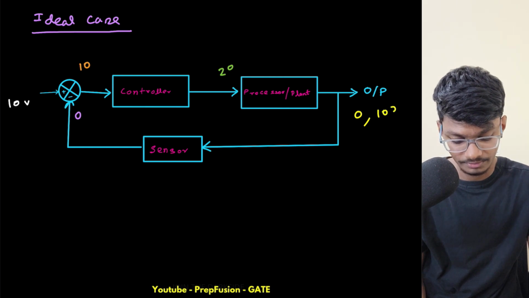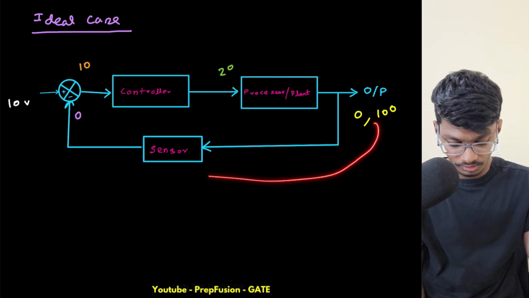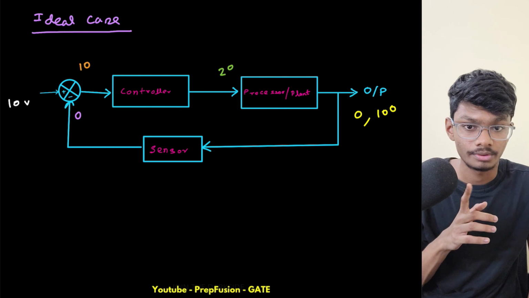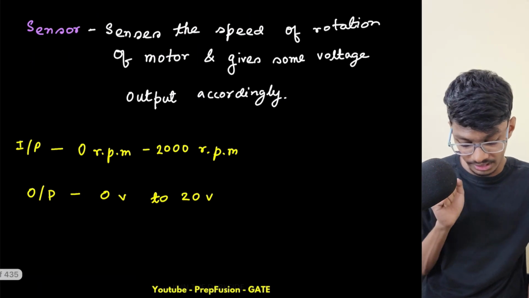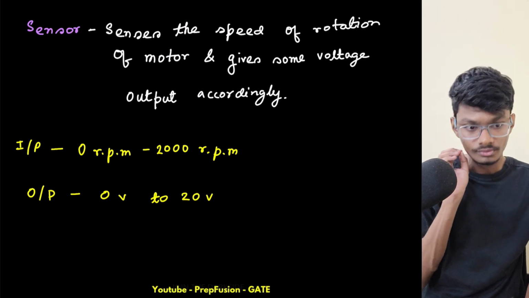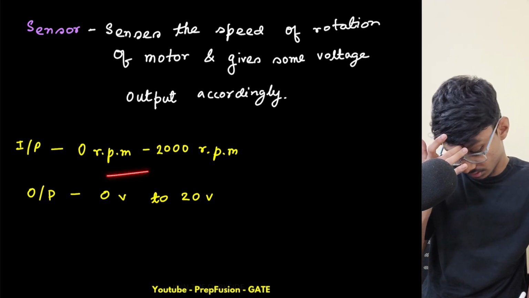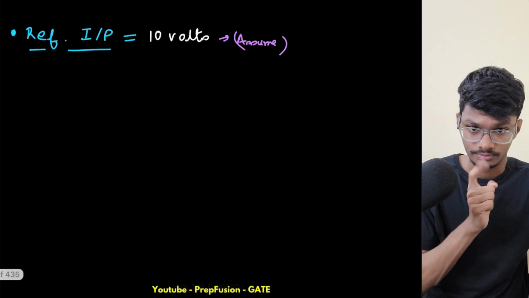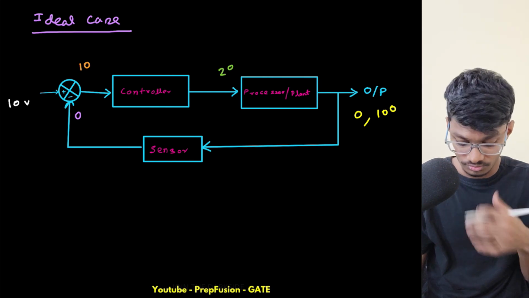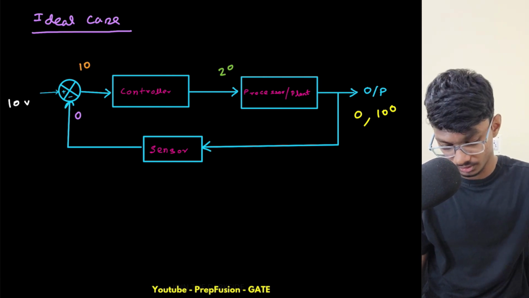So if it reached 100 rpm, what will happen? Now this sensor again will convert this 100 rpm into a voltage signal. So what does 100 rpm represent here? 100 rpm represents 1 volt. So my sensor output will go from 0 to 1 volts.